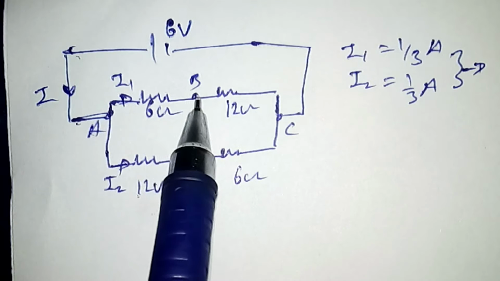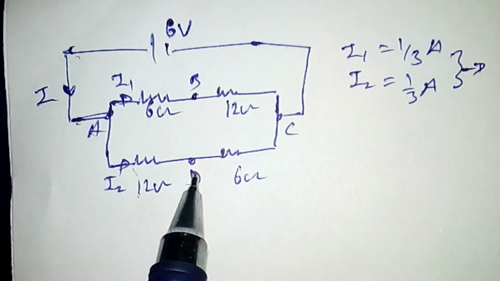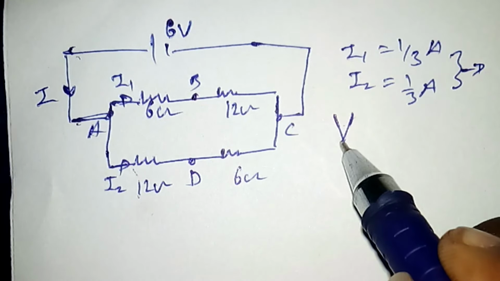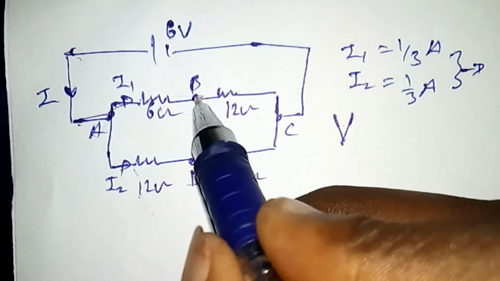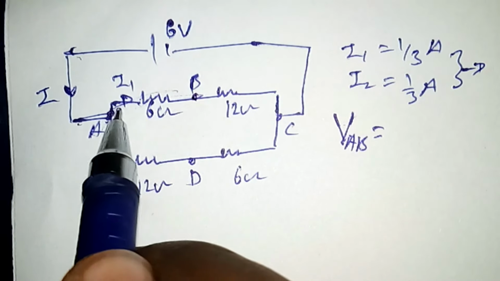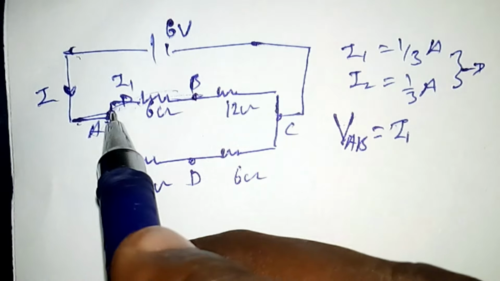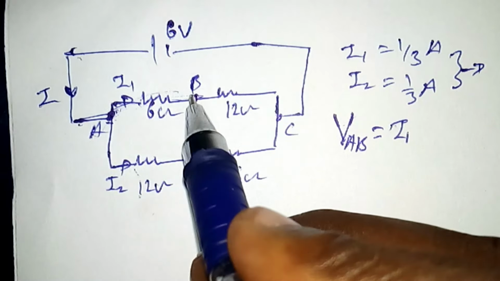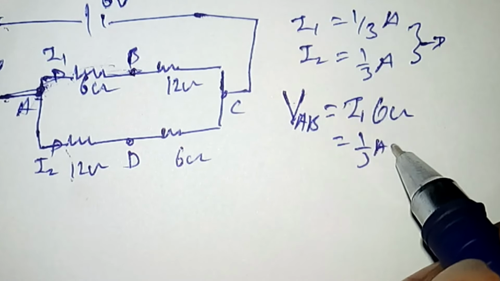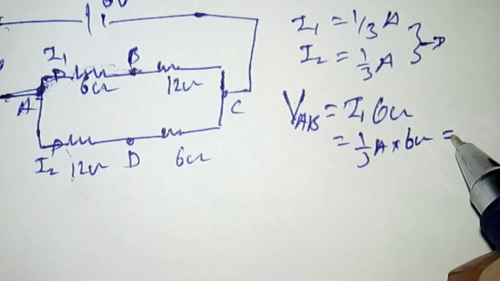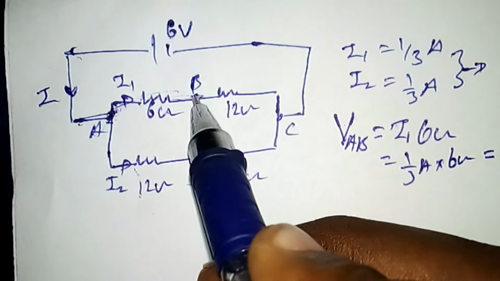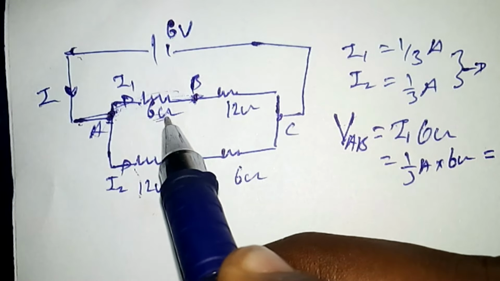Current I1 is passing through point B and current I2 is passing through point D, and then we can find the voltage between points A and B. The voltage across A and B, V_AB, equals the current passing through line AB, I1, times the resistance between A and B, that is 6 ohm. So I1 is 1/3 ampere times 6 ohm, which is simply 2 volts.